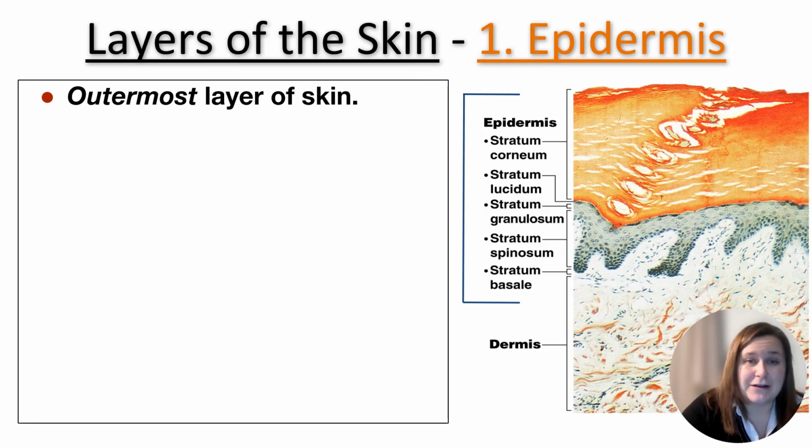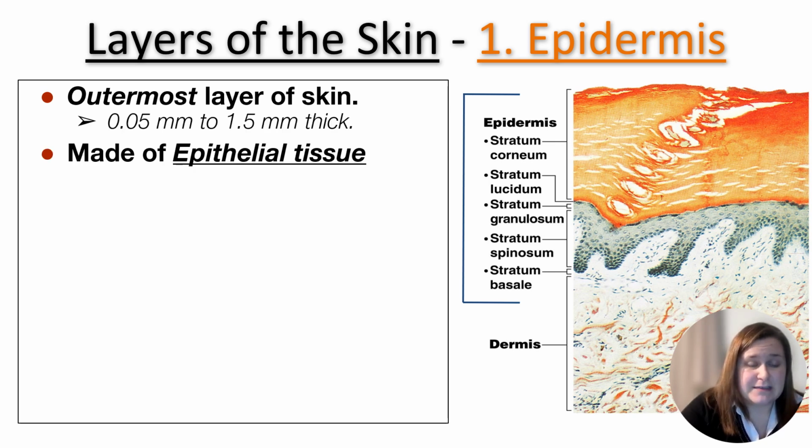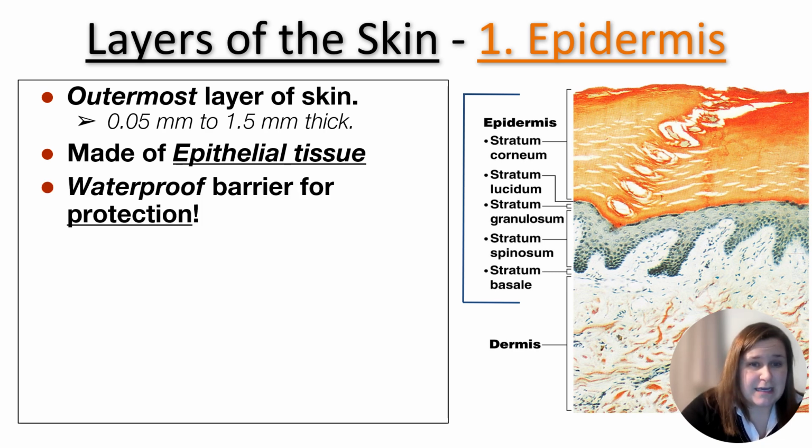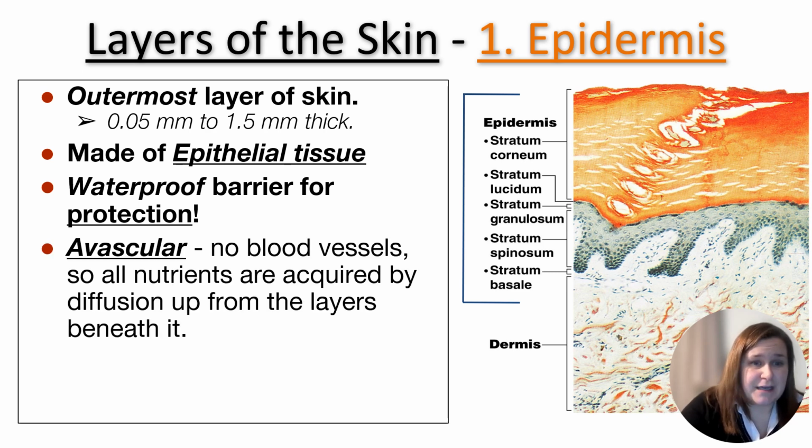So let's talk about layers of the skin. First, we're going to talk about the epidermis. So this is going to be the outermost layer of skin. It is going to be about 0.05 millimeters to 1.5 millimeters thick. It is made of epithelial tissue. The purpose of this layer is to be the waterproof barrier, and this is for protection.